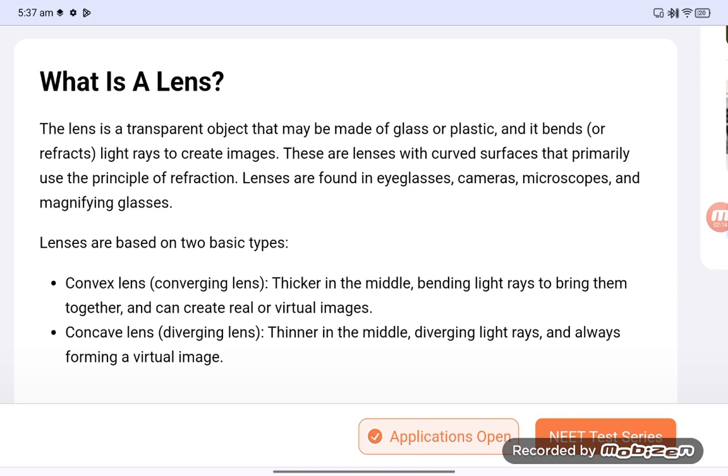Lenses are based on two basic types: convex lens and concave lens. Convex is a converging lens. Concave lens is a diverging lens. A converging lens is thicker in the middle. A diverging lens is thinner in the middle.